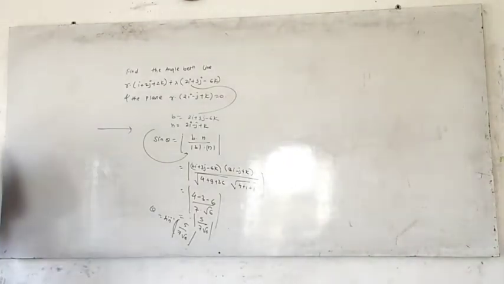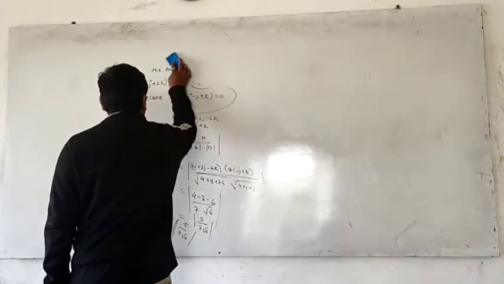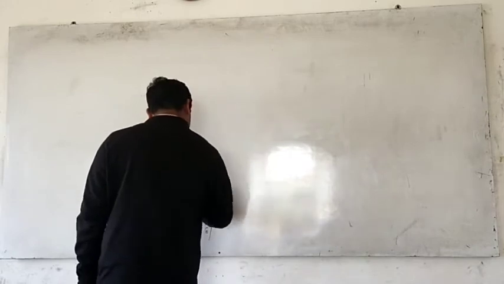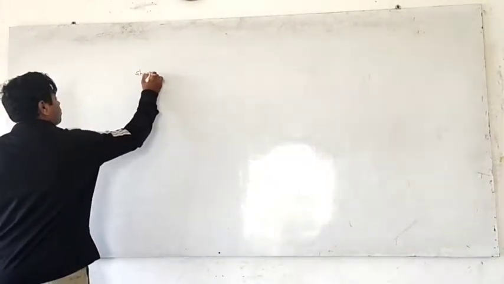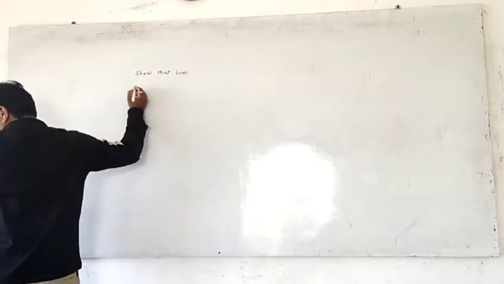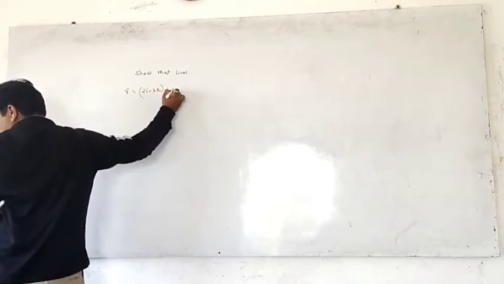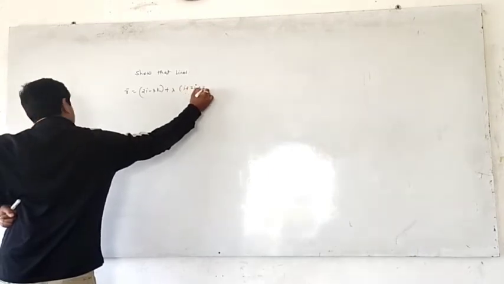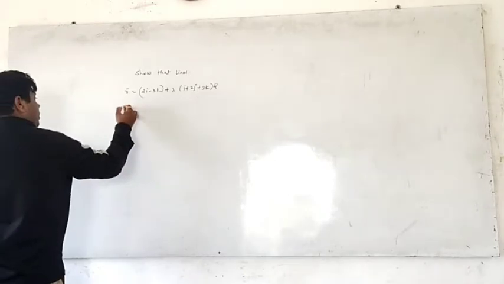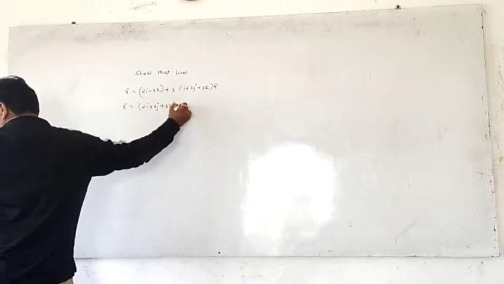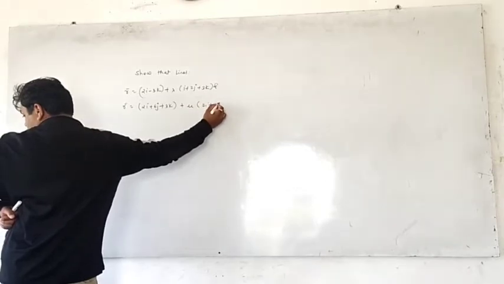Question number 3. Show that the lines are coplanar. The first line is r bar equals 2i minus 3k plus lambda times (i plus 2j plus 3k), and the second line is r bar equals 4 plus 3k plus mu times (2i plus 3j plus 4k).